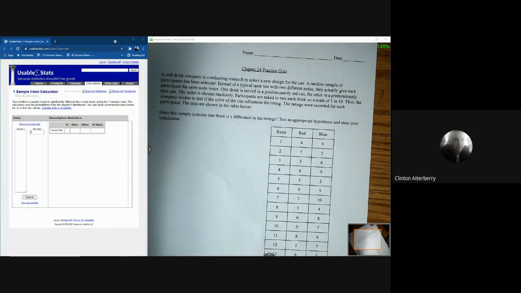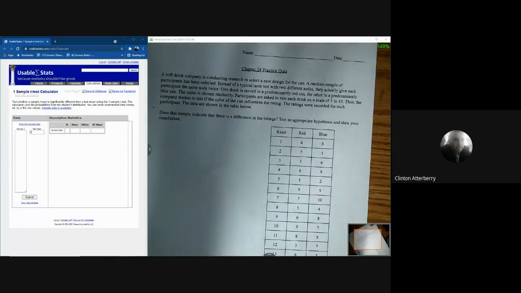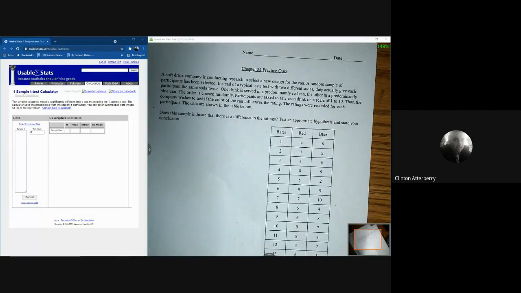So think about like Coca-Cola versus Pepsi, okay? But it's the same soda inside the can. The order is chosen randomly. So the first person might have a red one then the blue, another person might have a blue then a red. It's all randomly chosen which one they have, but remember they have the same soda, just different colors of cans. Participants are asked to rate each drink on a scale of 1 to 10. Thus, the company wishes to test if the color of the can influences the rating.